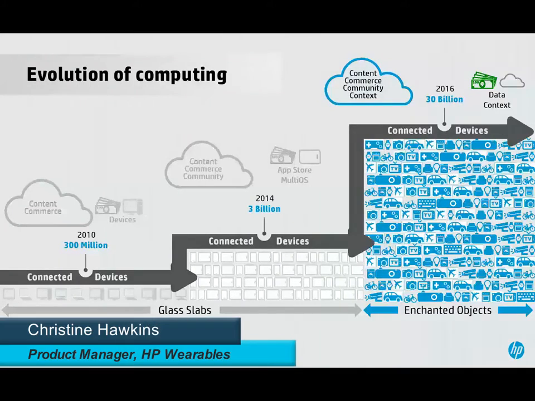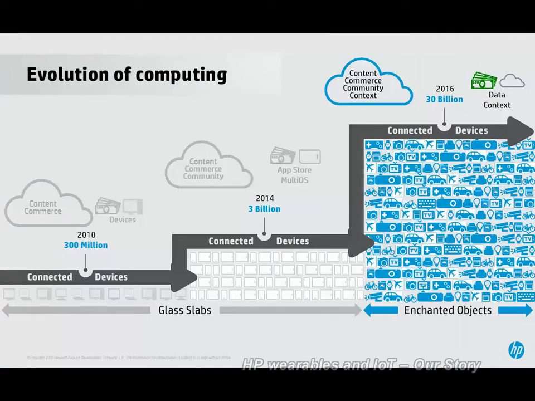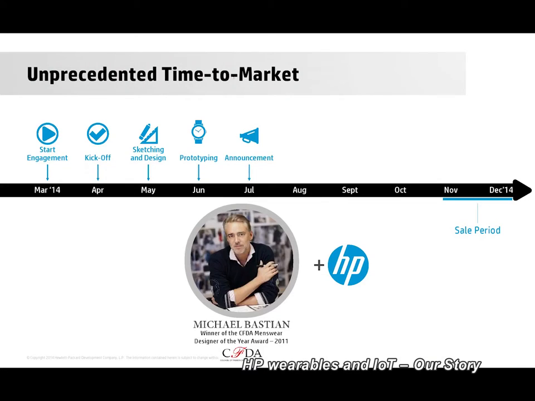HP was looking a few years ago into moving into the Internet of Things space and trying to build their own Internet of Things cloud. There were two people in the team given the challenge of coming up with an Internet of Things product. We took an unprecedentedly fast time to market. We started the engagement in March. We had the announcement out in July and the watch on the market in November.